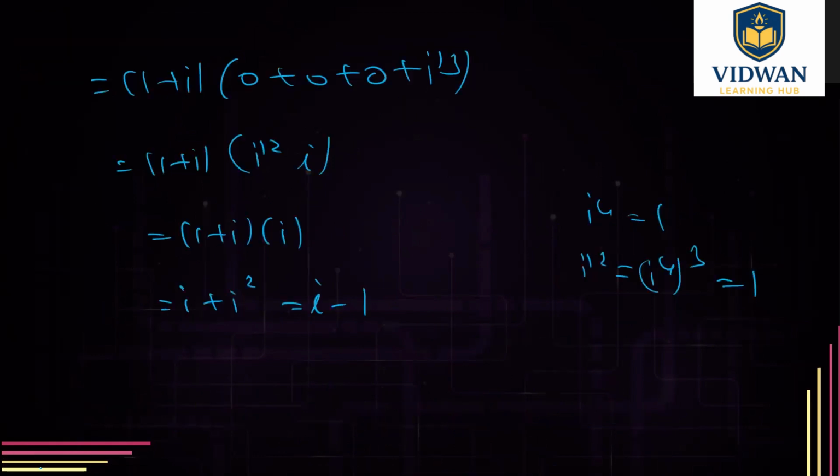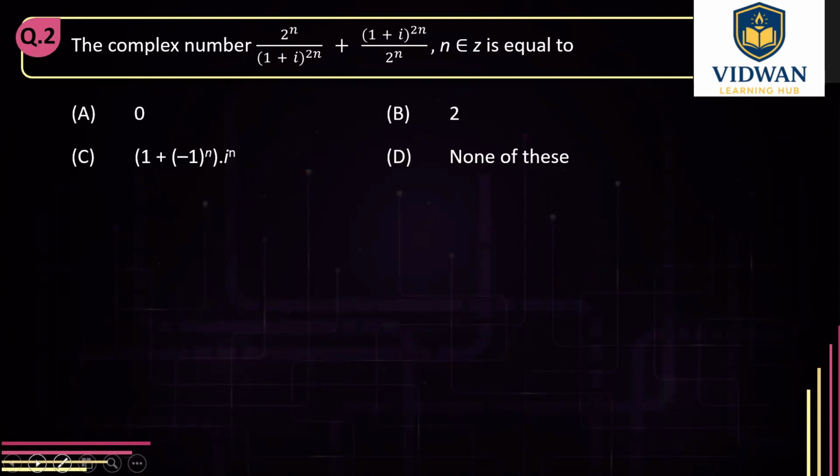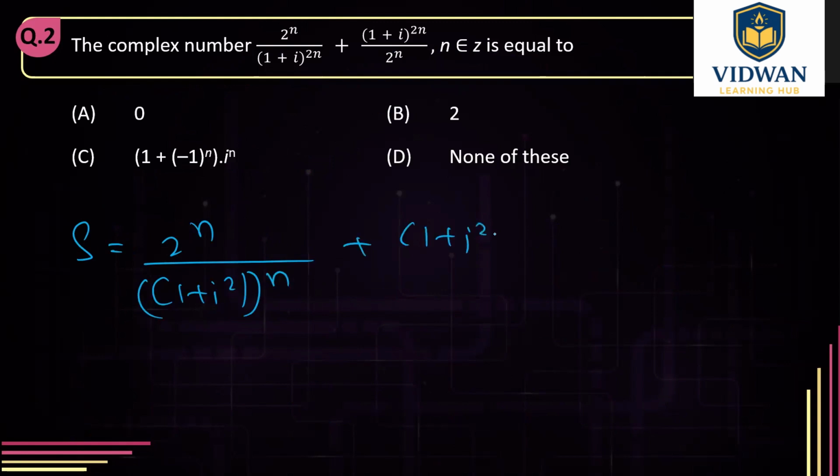This was quite simple. Now let's move on to the second question. The complex number, where n belongs to Z, is equal to... So we have to simplify this and match with the options. So the first part, if you see (1+i)^2n, I'll name that sum as S only, over 2^n. I can write (1+i)^2 whole power n. And the second one is again ((1+i)^2)^n by 2^n. So this is 2^n by, what is (1+i)^2?